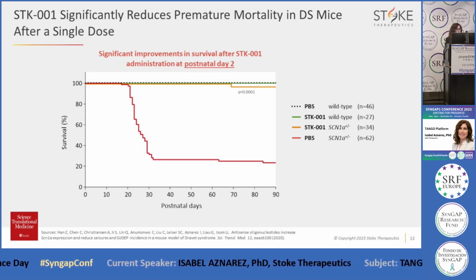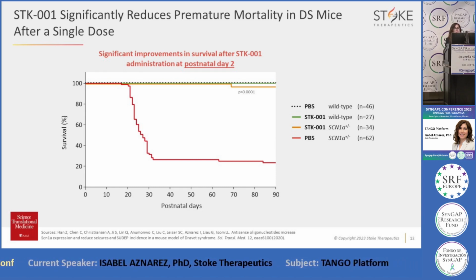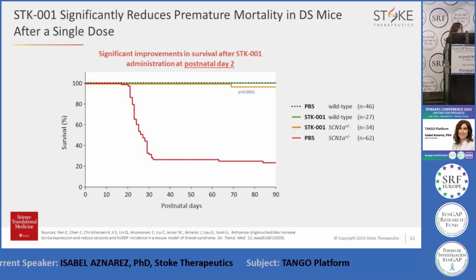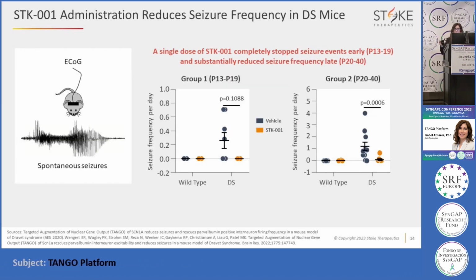So again, the restoration of NaV1.1, which is the protein encoded by SCN1A, leads to rescue of the survival phenotype in these mice. We also looked at spontaneous seizures. We implanted electrodes into the brain, and we measured spontaneous seizures at 2 different time points.